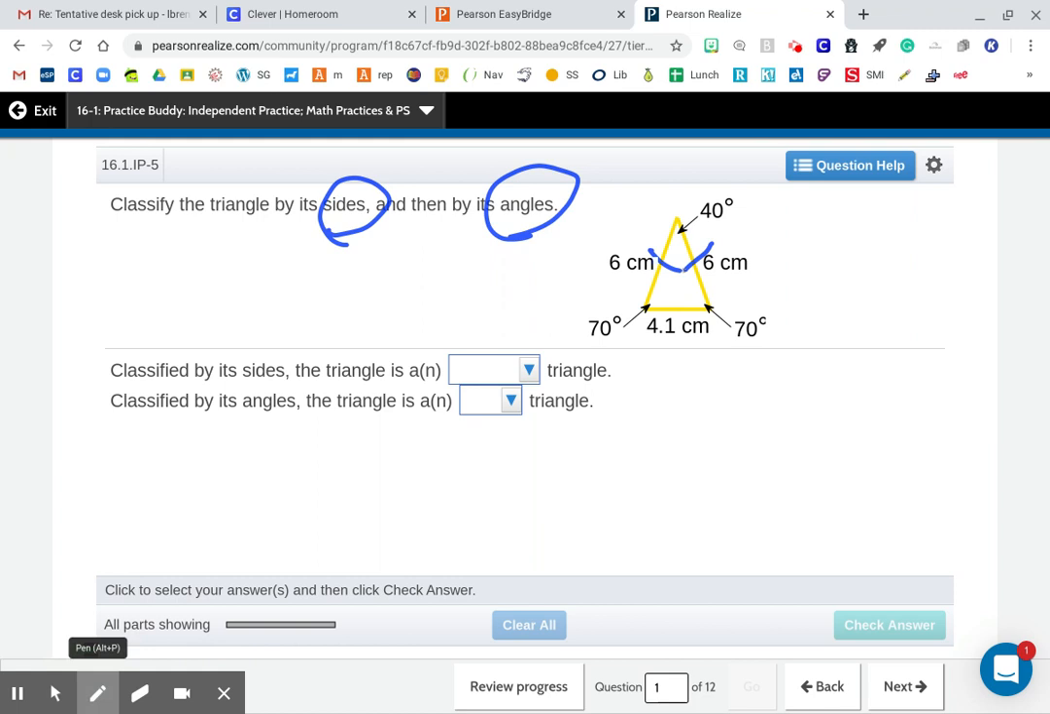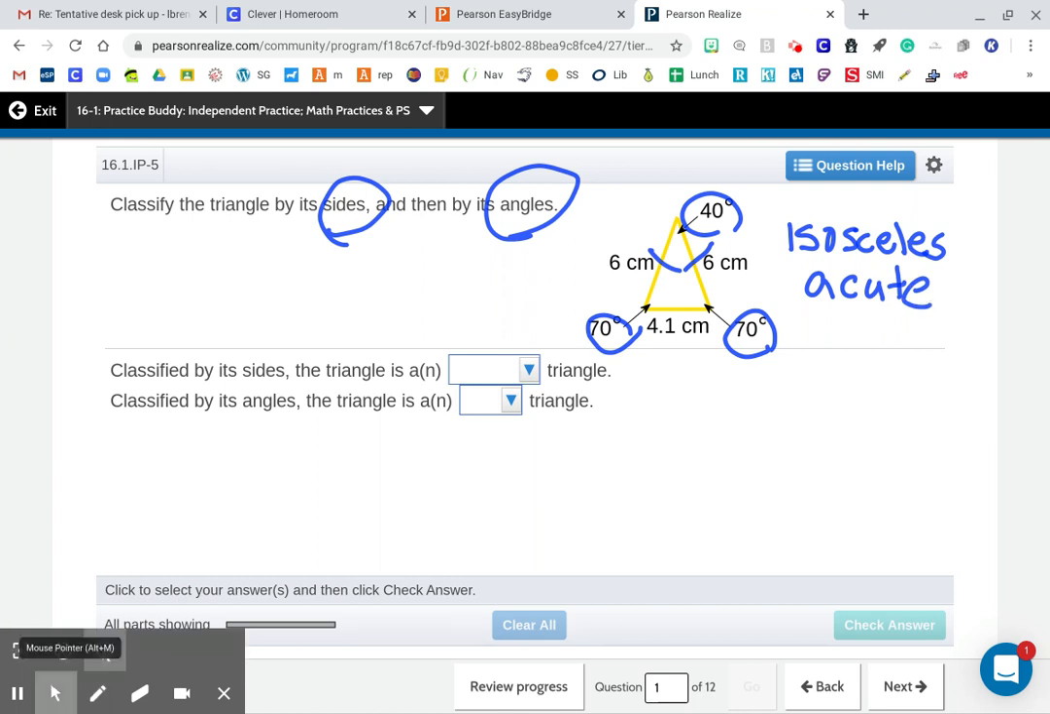So that's going to be called an isosceles based on the sides. And as far as the angles go, we have a 70-degree angle, a 40, and a 70. So I have no right angle, so it's not a right angle. I have no angles greater than 90 degrees, so this is going to be called an isosceles acute triangle. So let's go down here. Classified by its sides, the triangle is isosceles. Classified by its angle, the triangle is acute.